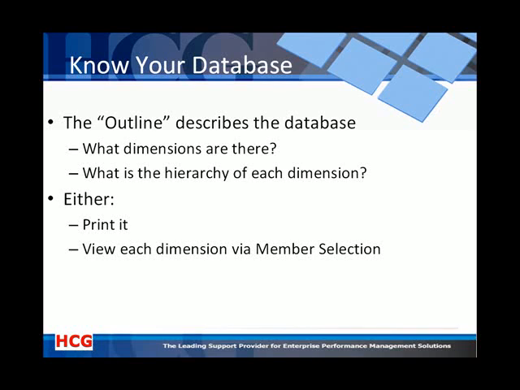Well, you look at what is called the outline. The outline describes the database. What are the dimensions? What is the hierarchy for each dimension? And so forth. And to look at the outline, you can either print it. Actually, the database administrator has to print it for you. Or you can view each dimension individually via a tool called Member Selection.